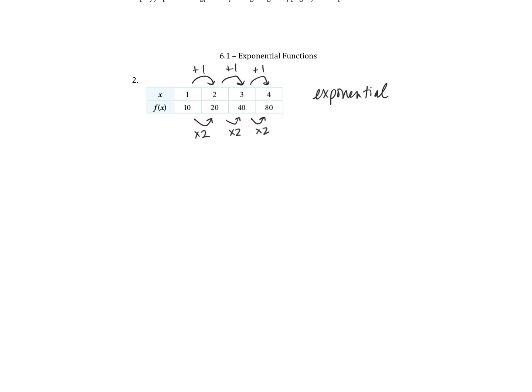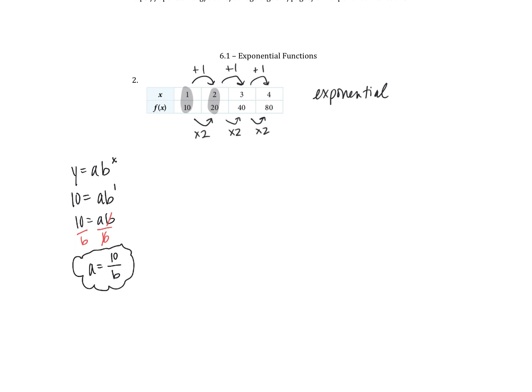Okay, to find an exponential function given 2 points, we did that a minute ago. So we have y equals a times b to the x. So we're going to plug in y, which is 10, is equal to a times b to the x, which is 1. So this is 10 is equal to a times b. I can solve for a by dividing by b. So a is equal to 10 over b.